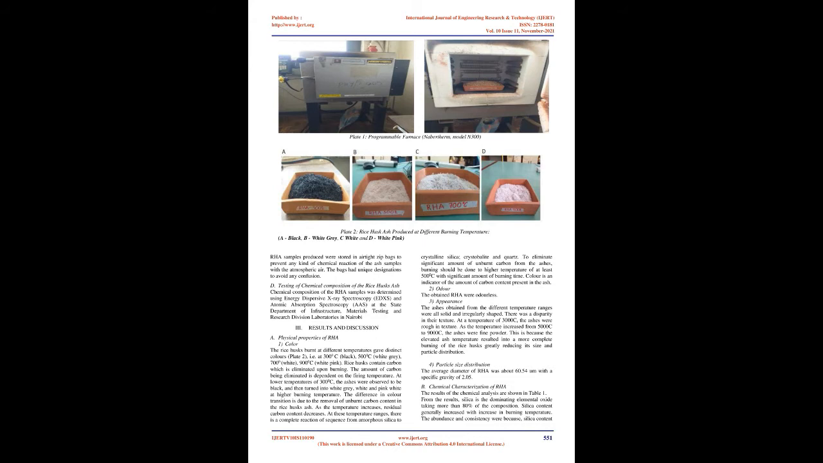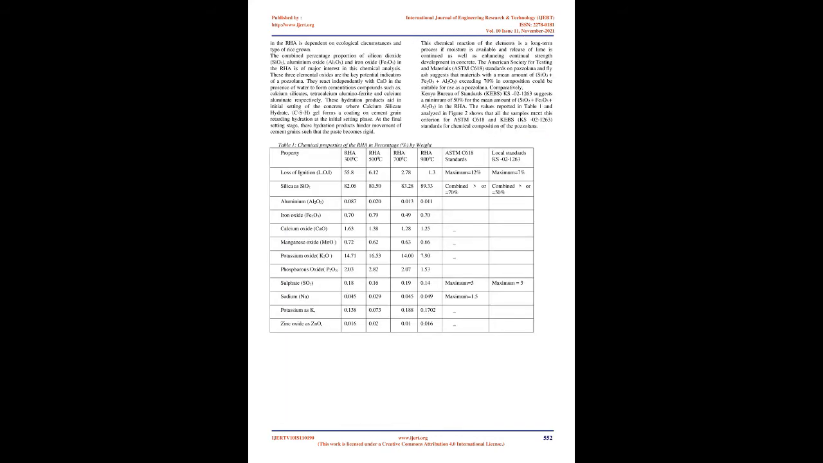RHA samples produced were stored in airtight zip bags to prevent any kind of chemical reaction of the ash samples with the atmospheric air. The bags had unique designations to avoid any confusion. D. Testing of chemical composition of the rice husks ash. Chemical composition of the RHA samples was determined using energy dispersive X-ray spectroscopy, EDXS, and atomic absorption spectroscopy, AAS, at the State Department of Infrastructure, Materials Testing and Research Division laboratories in Nairobi.